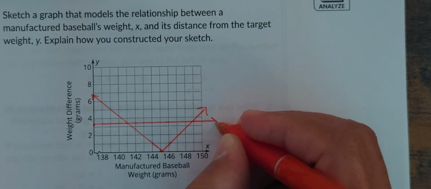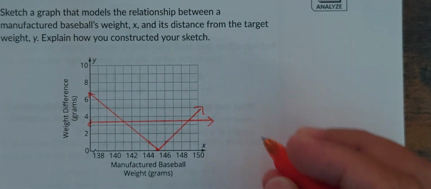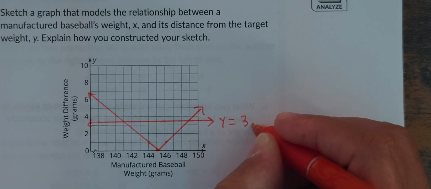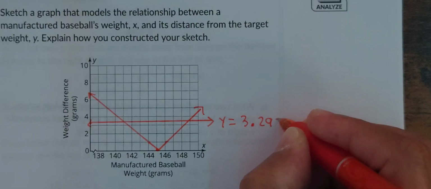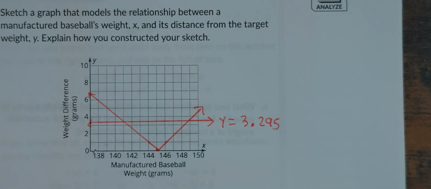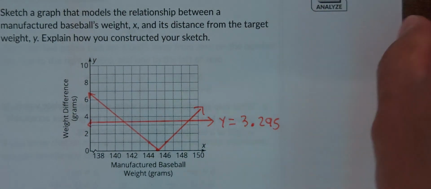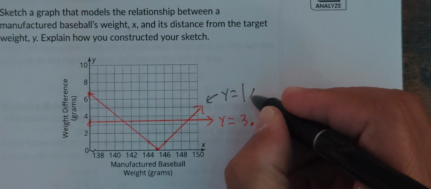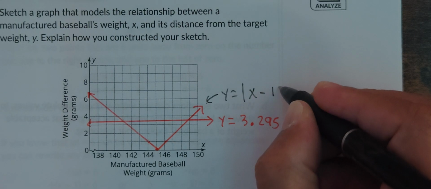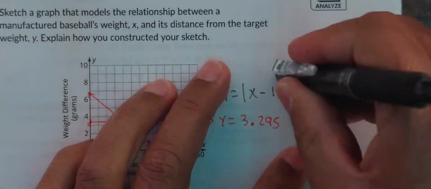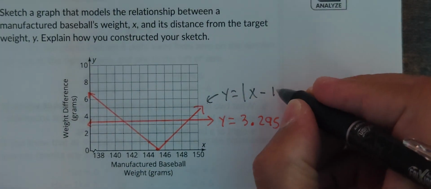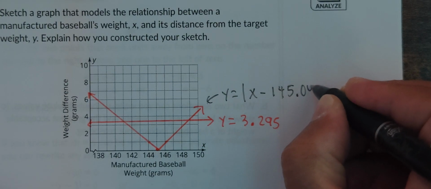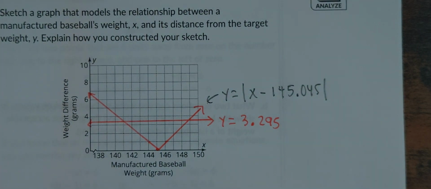And there we have the graph of that line. Okay, so this is y equals 3.295. And this one here, maybe I should have done it in different colors, but I hope you understand. This is y equals the absolute value of x minus 145.045. And maybe I should also name it differently, but I hope you understand. Okay, so those are the two graphs.